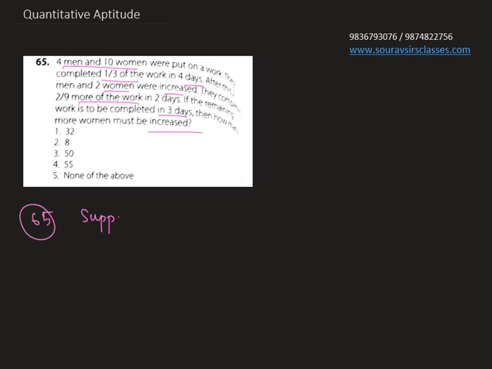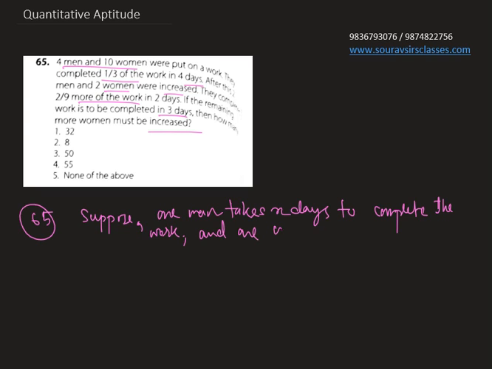Suppose one man takes X days to complete the work, and one woman takes Y days to complete the work independently.